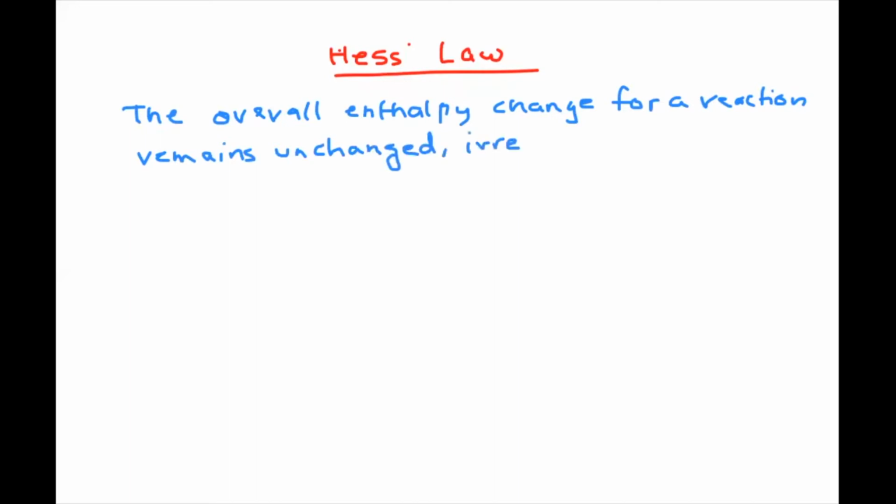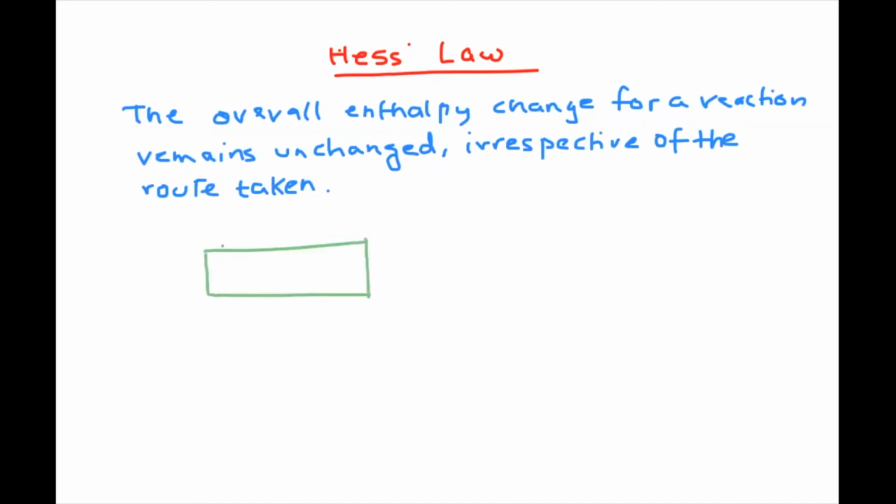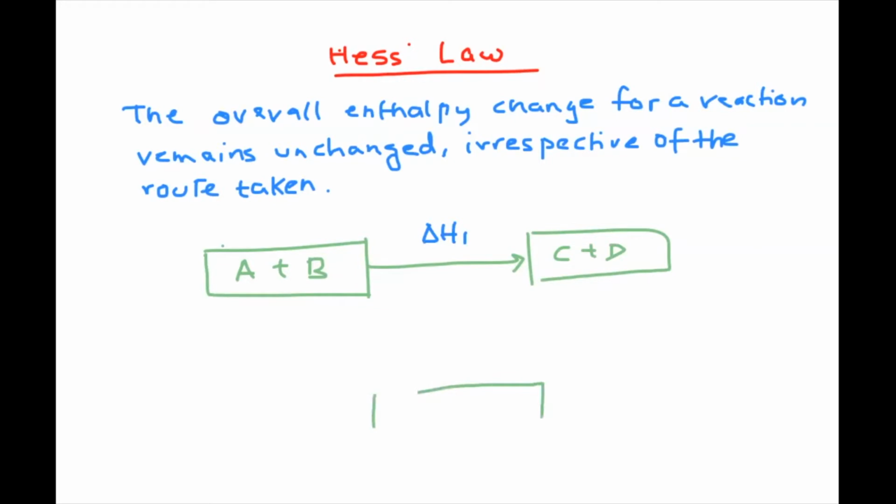Hess's law states that the overall enthalpy change for a reaction will remain unchanged irrespective of the route taken for the reaction. Let's take an example of a reaction of A and B to form C and D. The enthalpy change for this reaction can be written as delta H1.